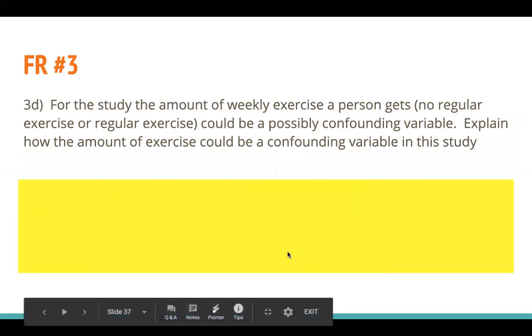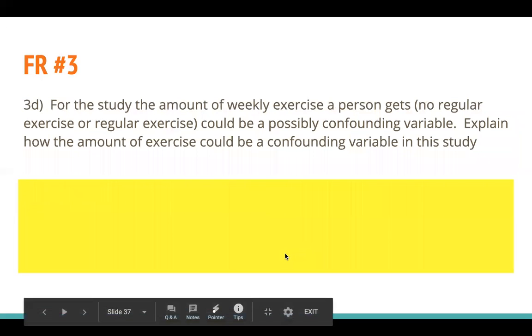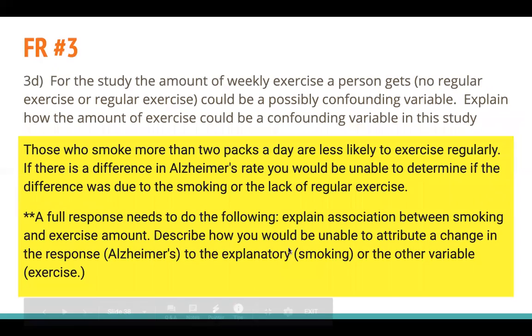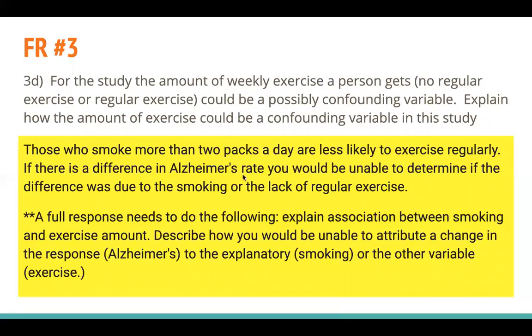For the study, the amount of weekly exercise a person gets, no regular exercise or regular exercise, could be a possibly confounding variable. Explain how the amount of exercise could be a confounding variable in this study. So those who smoke more than 2 packs a day are less likely to exercise regularly. If there's a difference in Alzheimer's rates, you would be unable to determine if the difference was due to the smoking or the lack of exercise.